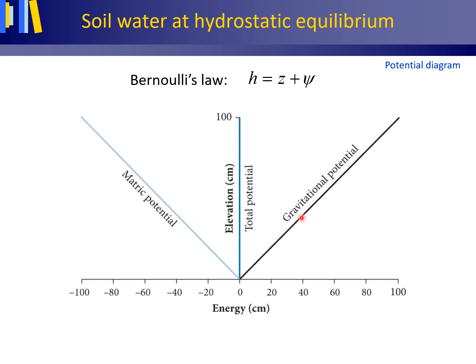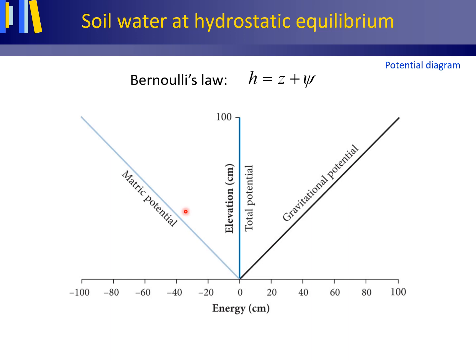Gravitational potential is the equivalent of elevation head, and matrix potential is the equivalent of pressure head. Note that the matrix potential is the pressure head with a negative sign. In hydrology, the term suction is often used.